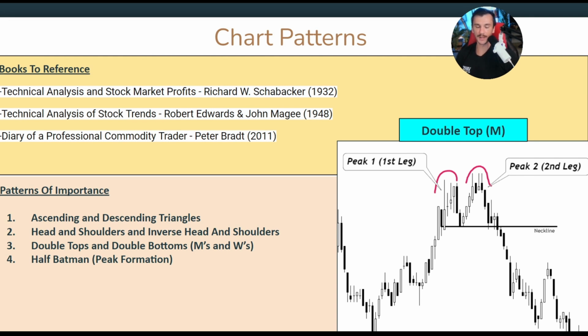Now, I don't use every single one that's out there. I use mainly the double top, the double bottom, triple tops, triple bottoms, half Batmans, head and shoulders, inverse head and shoulders, and the ascending and descending triangle. And some books that you can reference are these up here. I've spelled this gentleman's name wrong, unfortunately. Peter Bradt, 2011. Yell at me in the comments if you'd like.